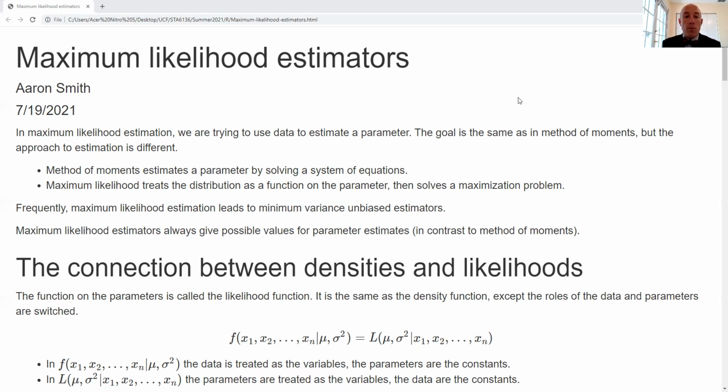Okay, so some features about this. Maximum likelihood frequently gives us minimum variance and unbiased estimators, especially when we have large sample sizes. That's very attractive. Another aspect is that we will always get a plausible value for my parameter estimates. Method of moments fails in this aspect in some weird cases, usually with small data. It's usually not an issue if I've got big data, but it's still a nice aspect that if I'm going to go through the process of doing this, I'm going to get something that I could potentially use.